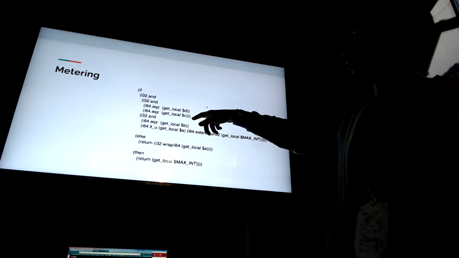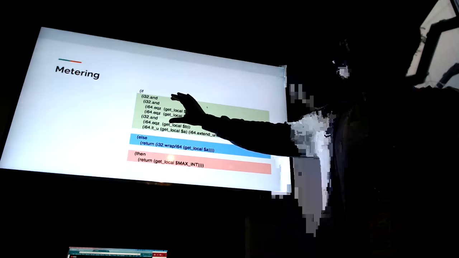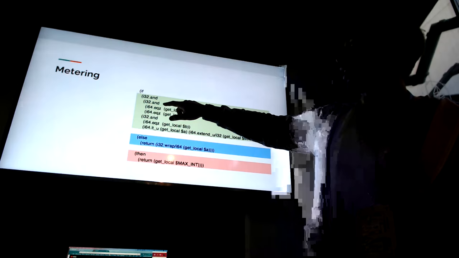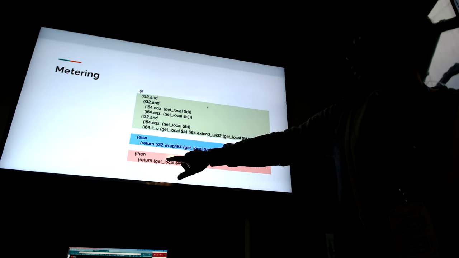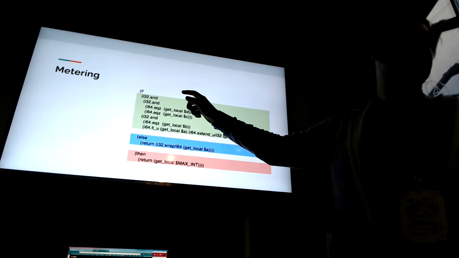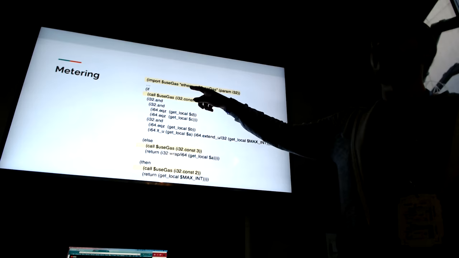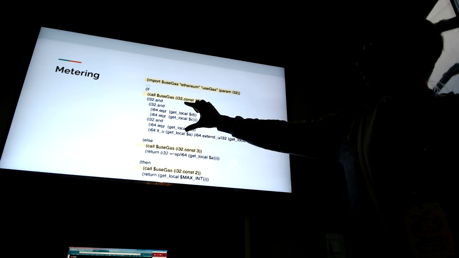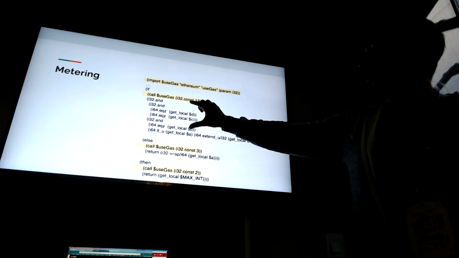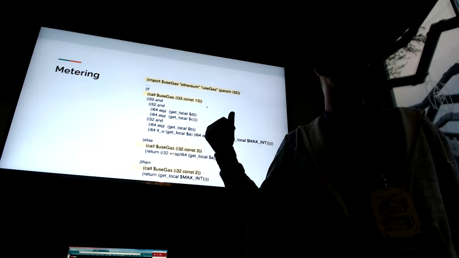So rather than that, you can break this into these three different blocks. And we know that the green block is always executed. And either the blue one or the red one is executed. So what we can do is sum up all of these individually, how much they're going to cost. And we can insert a single statement in front of them. And those single statements just make a single check: will this execution fit into our limit?